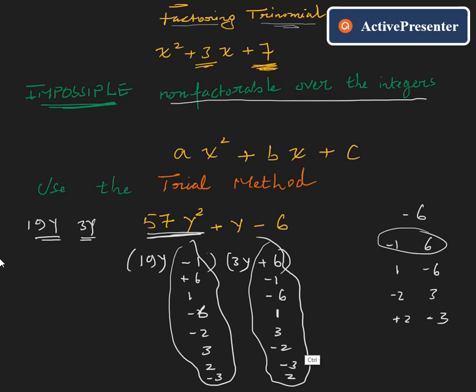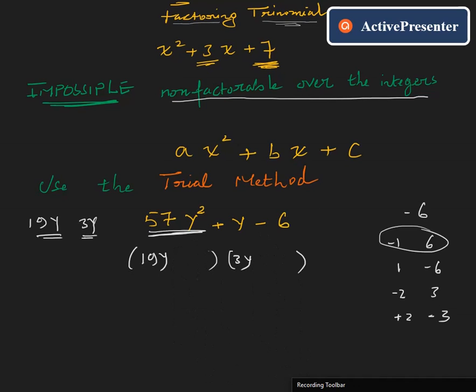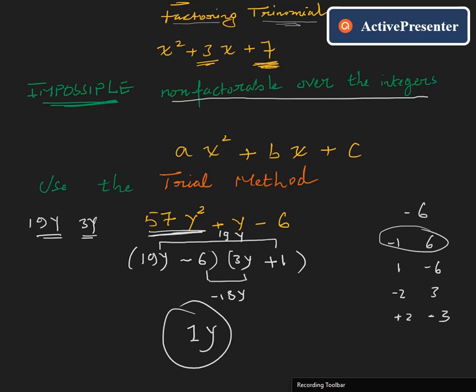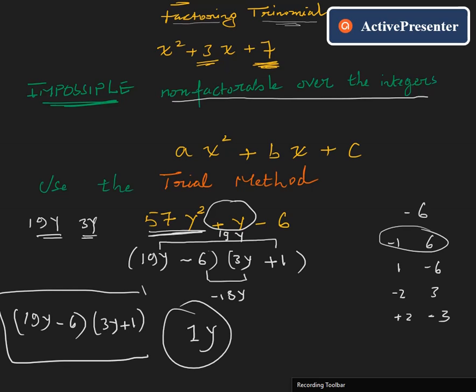After checking them all, you will find that your factoring is 19y minus 6 here plus 1, because if you multiply the outer here it is 19y, and if you multiply the inner here you will have minus 18y. If you add them together you will have 1y, which is the middle term. Okay, so then this is the correct factoring. 19y minus 6 multiplied by 3y plus 1. This is your correct factoring.